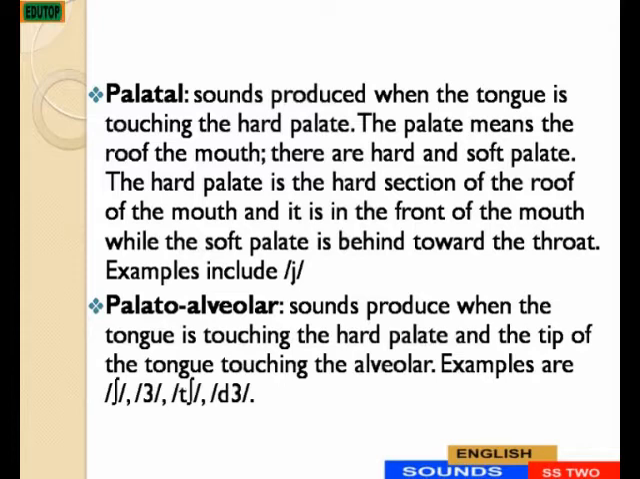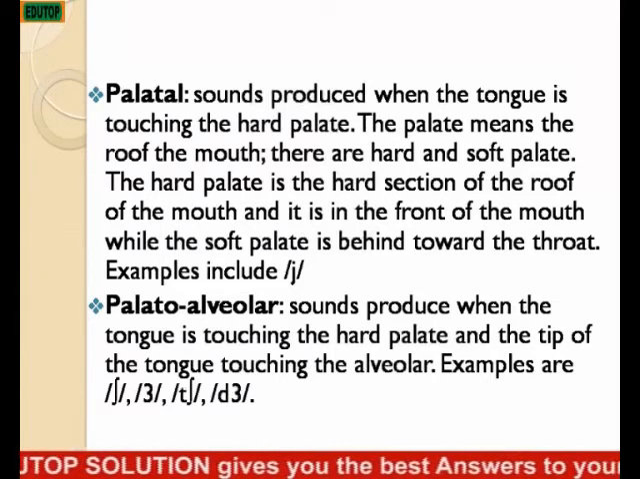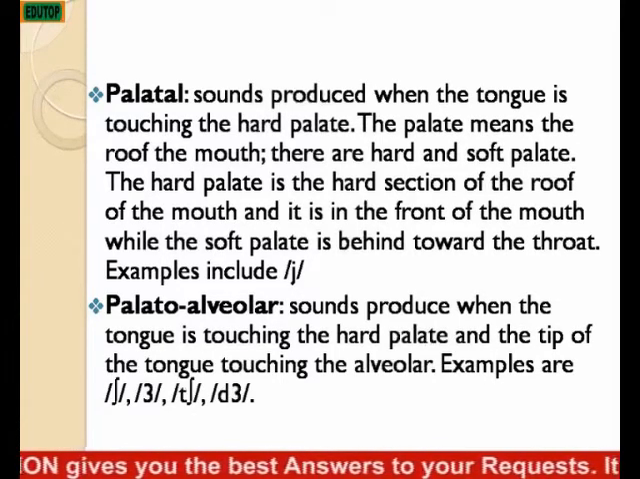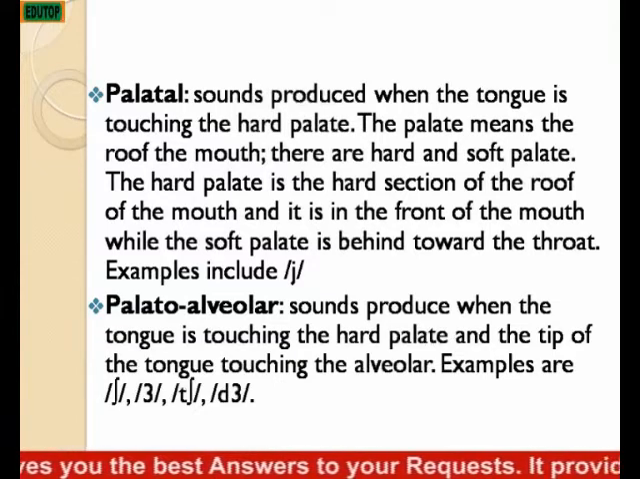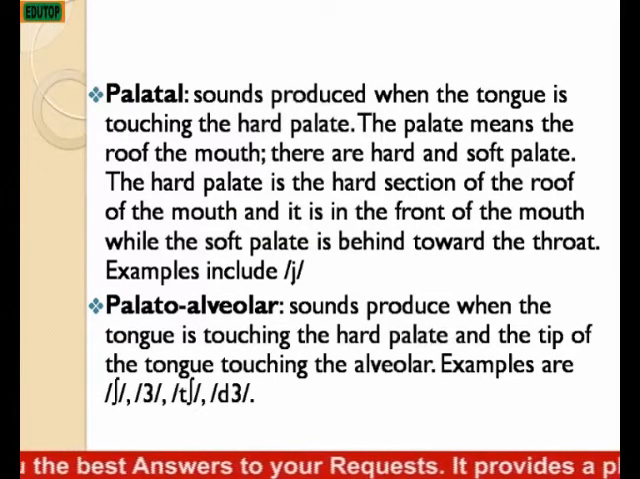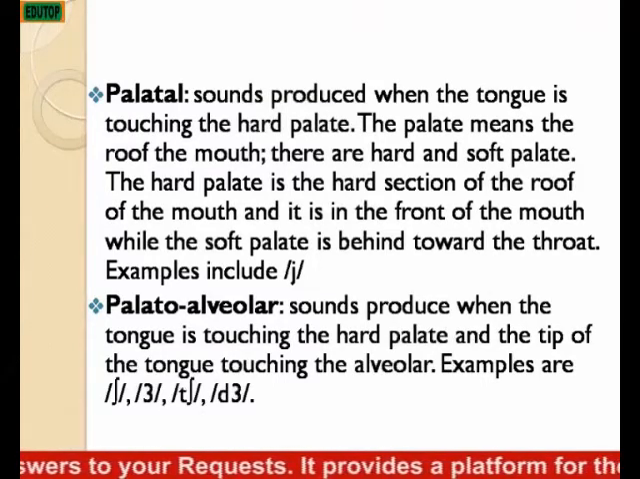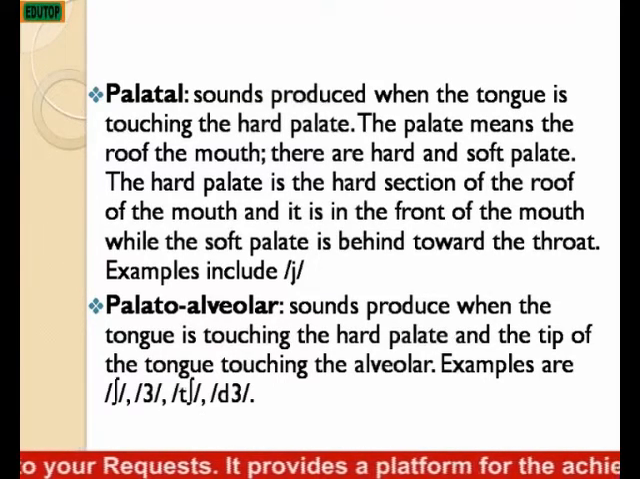There are two parts in the roof of the mouth. We have the hard palate, that is the one towards the front of the mouth, and then the other one behind, towards the throat. It is called the soft palate. So palatal sounds are those that are produced when the tongue is touching the hard palate. We have just one palatal sound in the English language, and that is the j.